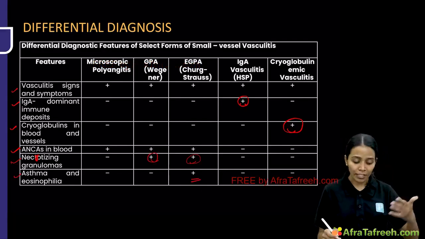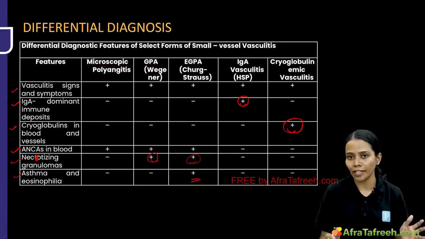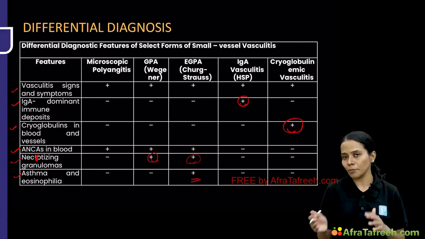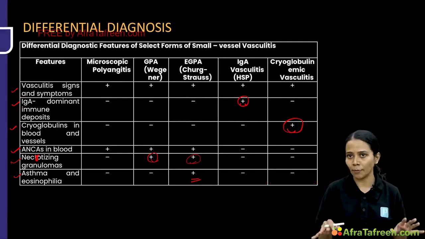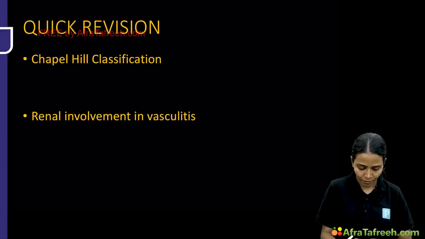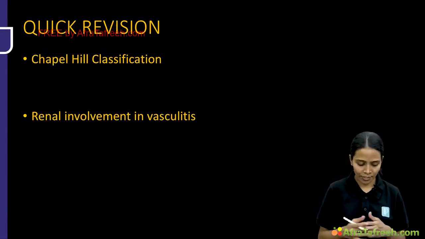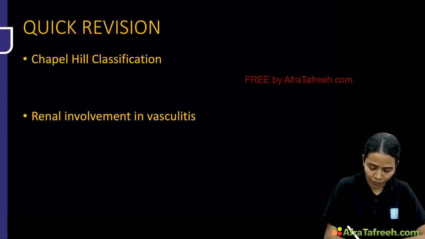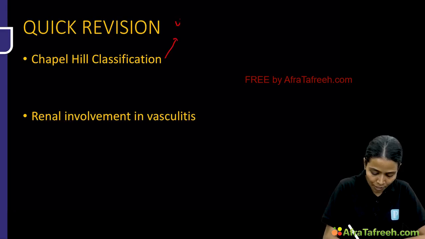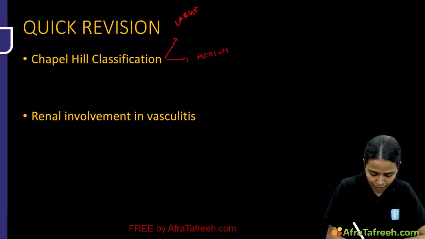So these are the differentials that you can use to find which is clinical and biopsy, based on which you can classify the type of vasculitis. Okay. Now, coming to quick revision section, Chapel Hill classification, we know we classified it into large vessel vasculitis, medium vessel vasculitis and small vessel vasculitis, right?